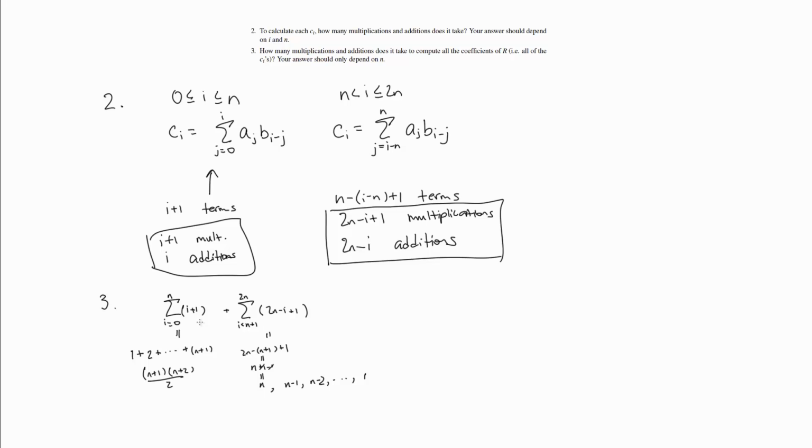So we see that the second sum is just the sum of the first n integers in reverse, but the sum is just the same. So the sum is n times n plus 1 all over 2. So in total, it takes n plus 1 times n plus 2 over 2 plus n times n plus 1 over 2 multiplications.